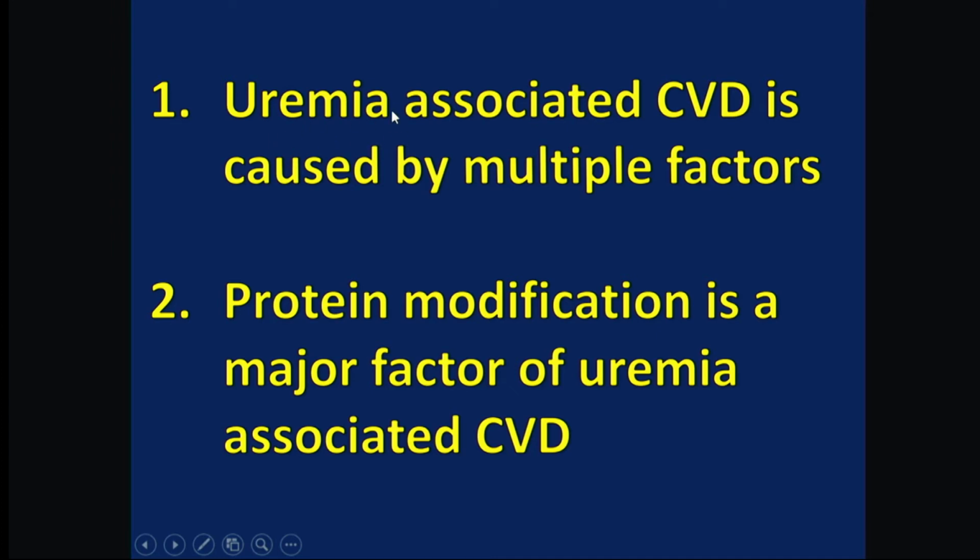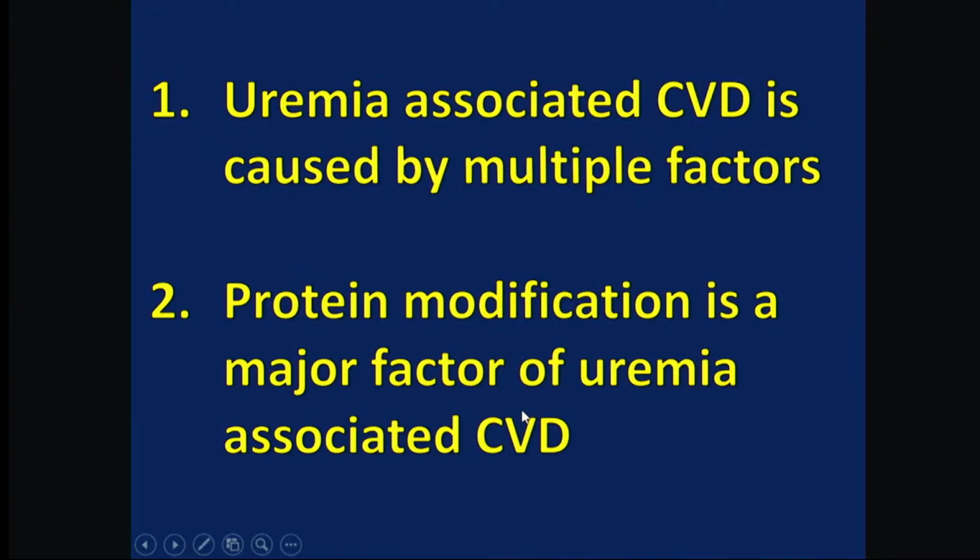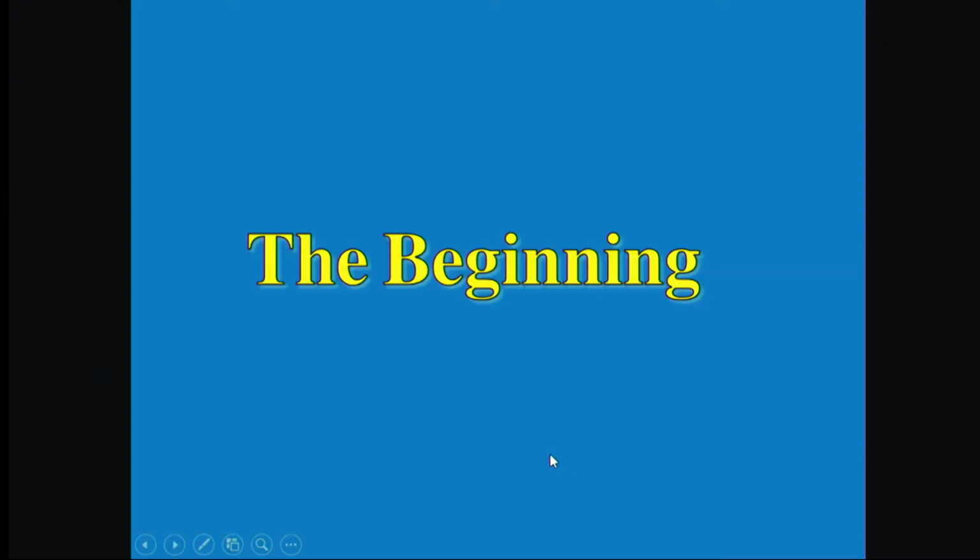So in summary, uremia-associated cardiovascular disease is caused by multiple factors. Protein modification is a major factor in uremia-associated cardiovascular disease. So it's not a lipid problem, it's a lipoprotein or modified lipoprotein problem. So we're just, unfortunately, at the beginning.